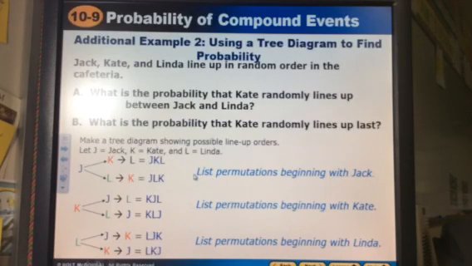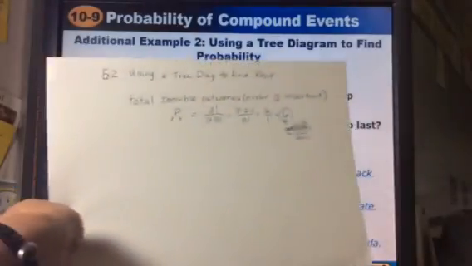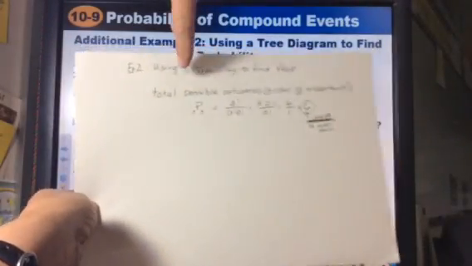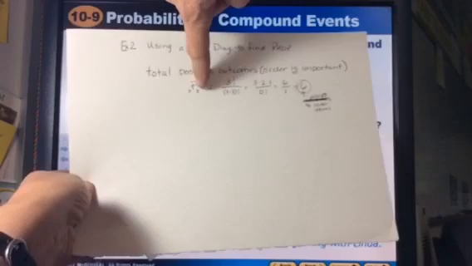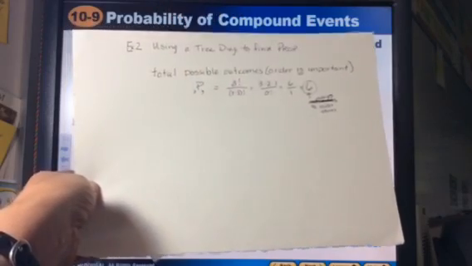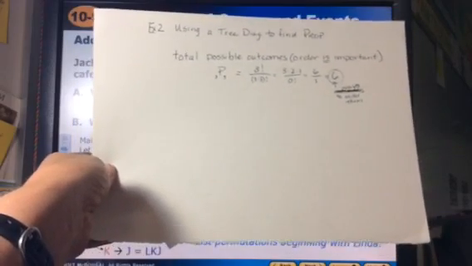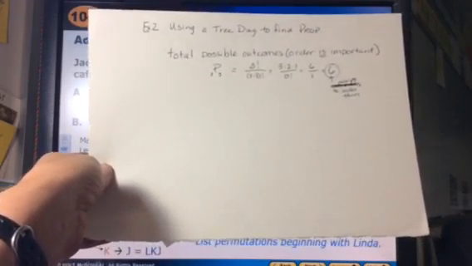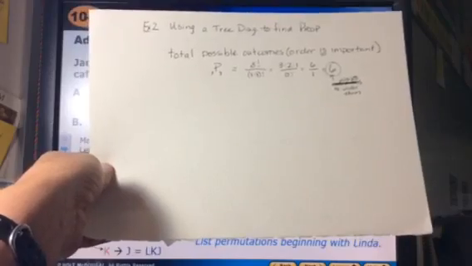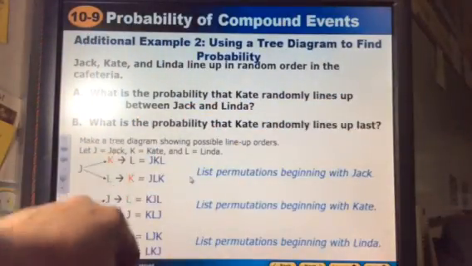You could also do this with a permutation. Just real quick to show you, the total possible outcomes would be the permutation of 3 things taken 3 at a time. So that's 3 factorial over 3 minus 3 factorial. That's 3 times 2 times 1 over 0 factorial, which is 6 over 1, which is 6. So there's 6 ways to order, which we see in this tree diagram as well.